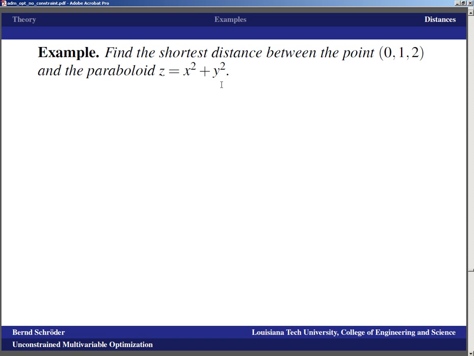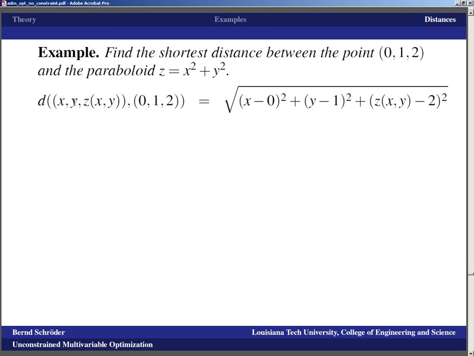but I want us to just realize that distance computations are something for which this kind of optimization is really pretty much made for, because all we need to know in order to find these kinds of distances is the distance formula and the process of finding absolute maxima, or in this case absolute minima. So the distance between a point (x, y, z(x,y)) on that paraboloid and the point (0, 1, 2), well, that's given by the distance formula.